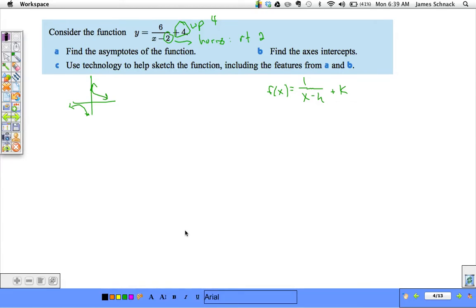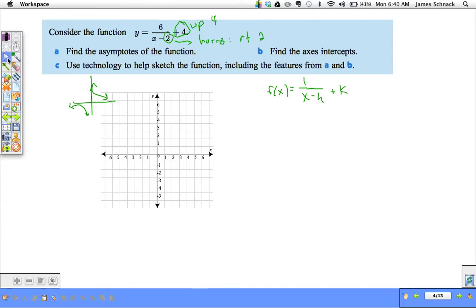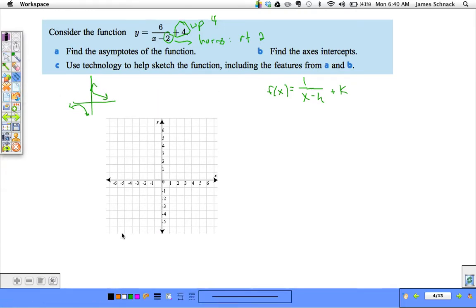So I'm going to start to cut in my graph here. Here's a coordinate plane. I need to draw my asymptotes. I'm going to move my horizontal one up 4 units. There's my horizontal asymptote. My vertical asymptote moves right 2 units. Look at that. So now my horizontal asymptote is the equation y equals 4. My vertical asymptote is the equation x equals 2.